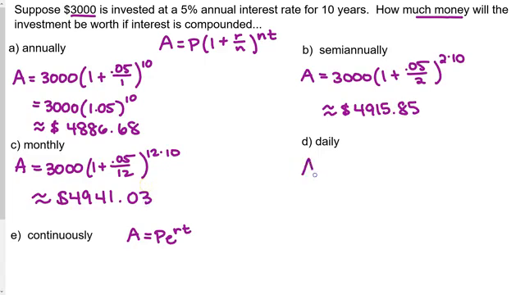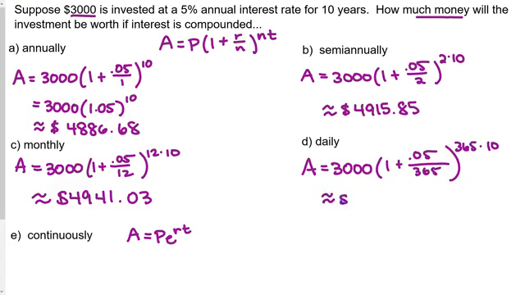Daily. For daily, we use 365 days in a year. So we're going to put that in place of n. And then put that in the calculator. And we get approximately $4,945.99.